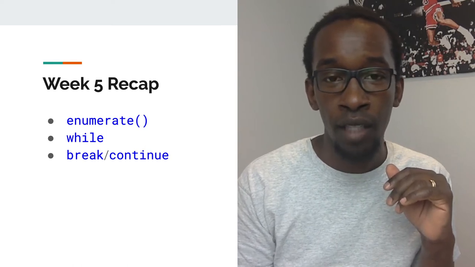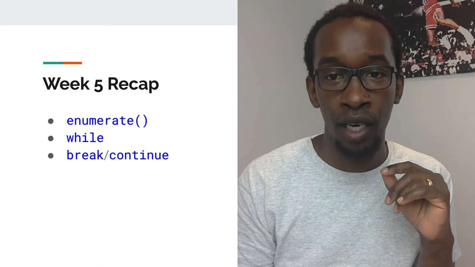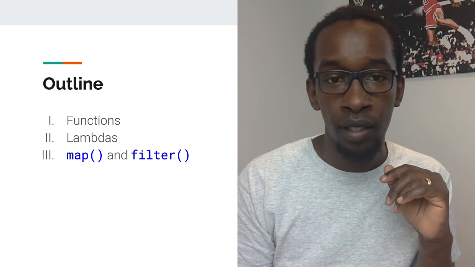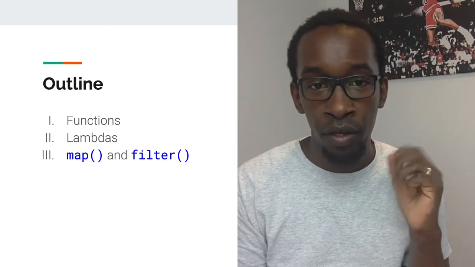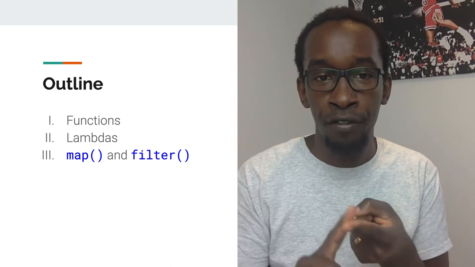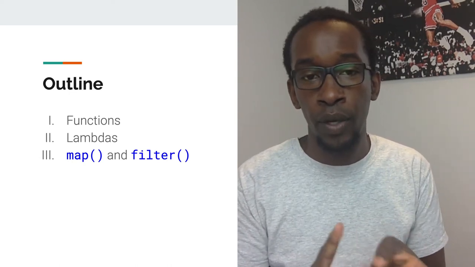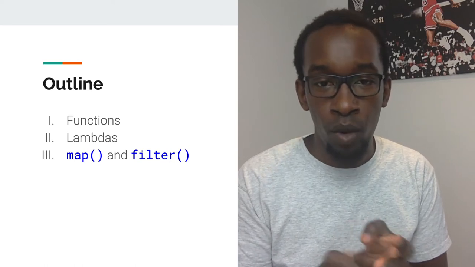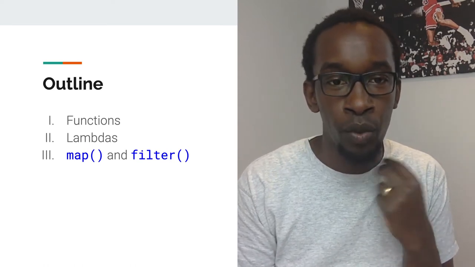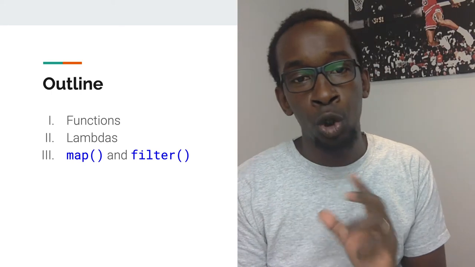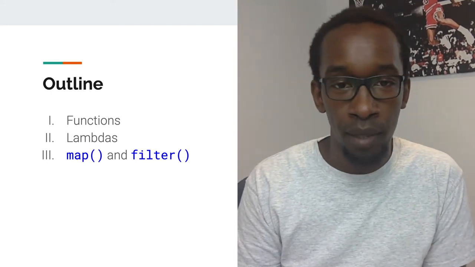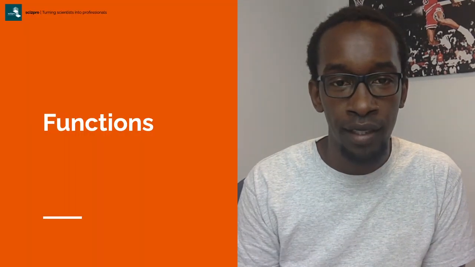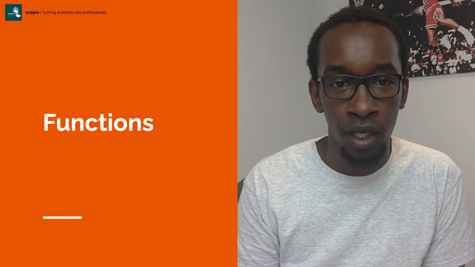Okay, so now let's look at the material for this class. In terms of an outline, we're looking at three important things. We're looking at functions, we're going to look at lambdas, and we're going to look at two important functions. One is called map and one is called filter. And we'll see how to play around with those. We'll usually use those in the context of using lambdas. So let's get started with functions.